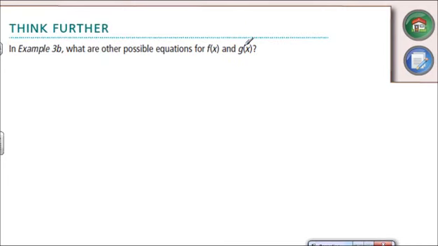And that's what it's asking here now. You come up with 2 other ones that could have been used instead of the one I chose. Pick something else off for yourself.